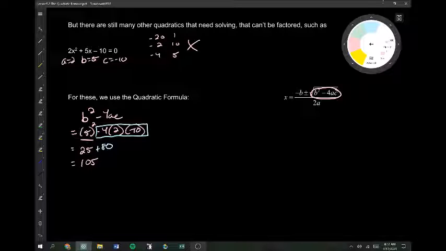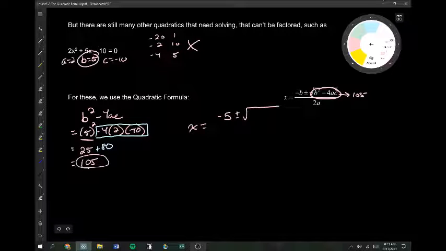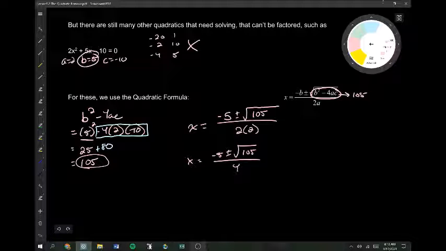So the b squared minus 4ac came out to 105. So when I'm doing the quadratic formula, I can now write x equals negative b, which is negative 5, because b is 5, plus or minus the square root of, but I've already calculated b squared minus 4ac, it's 105, all divided by 2 times a, and a is 2. So it's x equals negative 5 plus or minus the square root of 105 over 4.